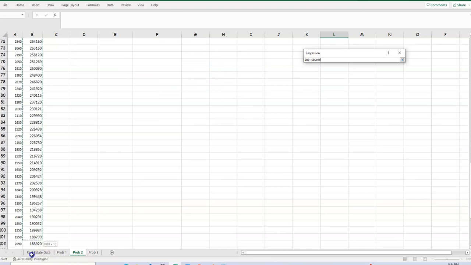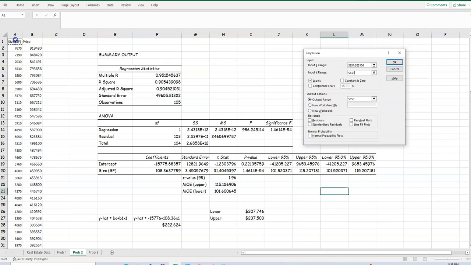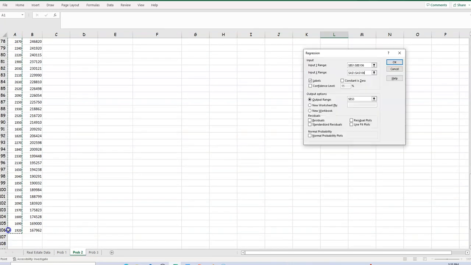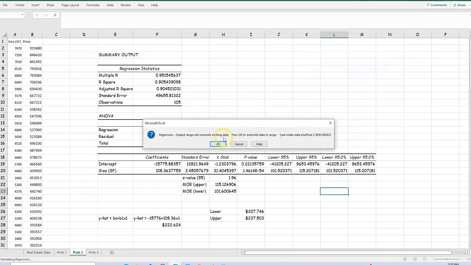Just click on that top value, hold down your mouse, and drag it down. So it gives you B1 through B106, and then the X variable, same thing here. Just go get the X variable, and so you've got A106. We want labels, yes, and I just have an output range of E3. I don't think I need anything else, so let's just hit OK.